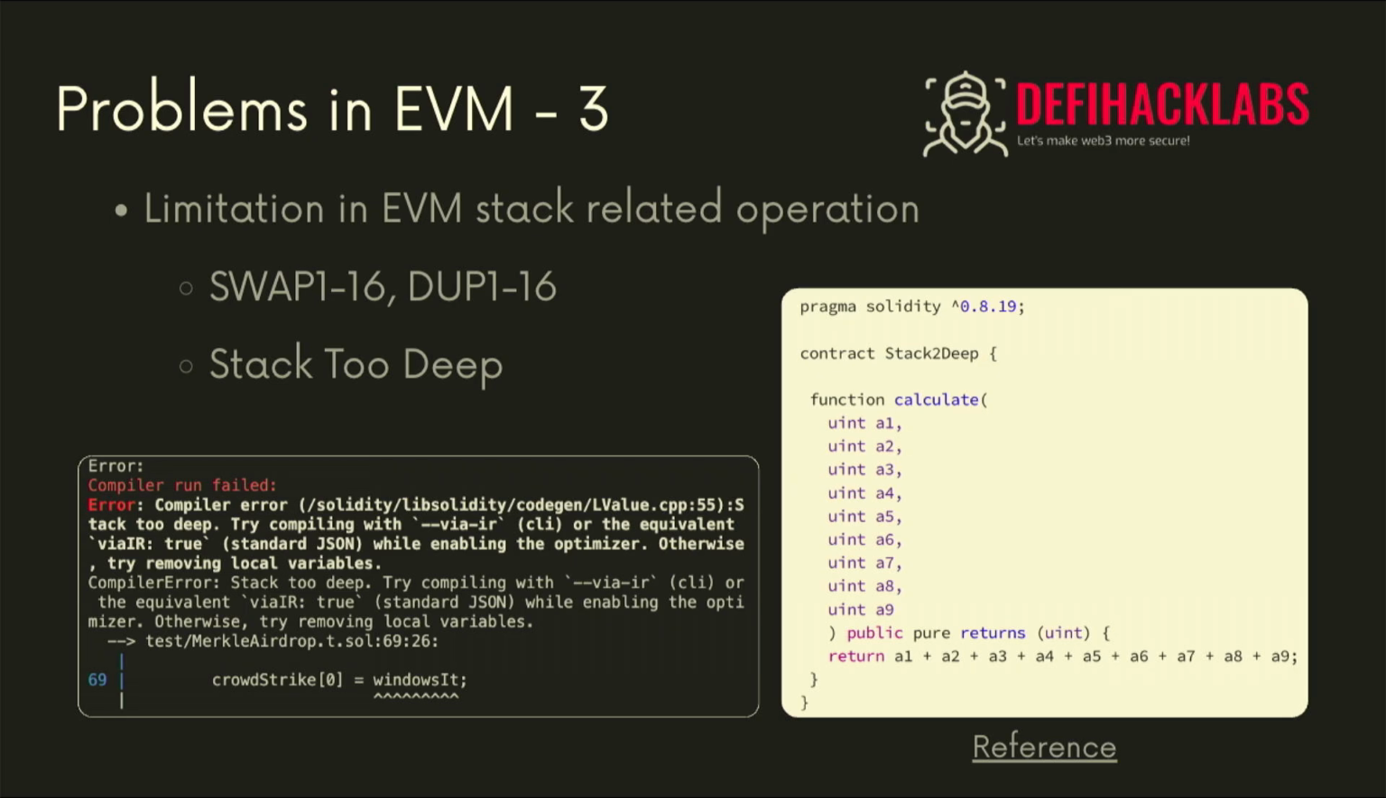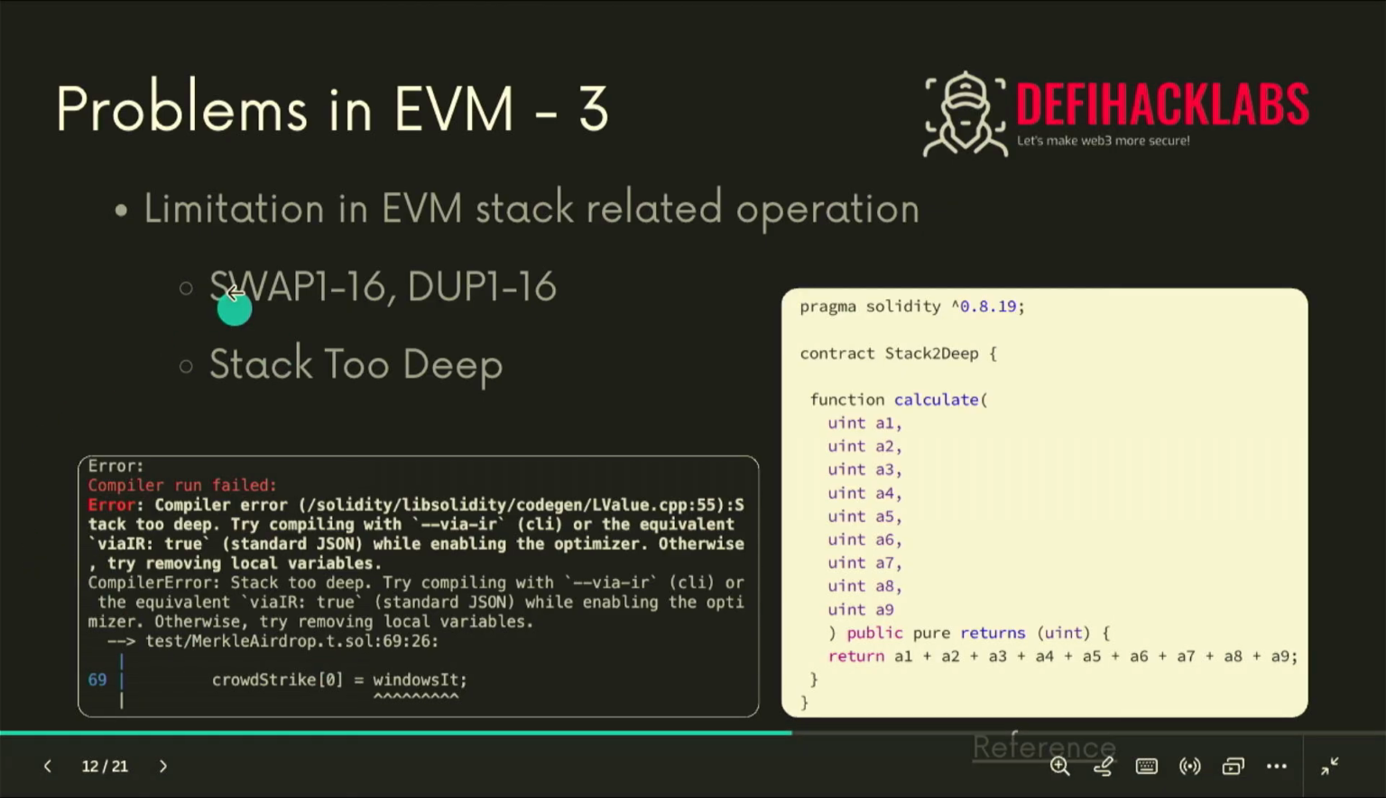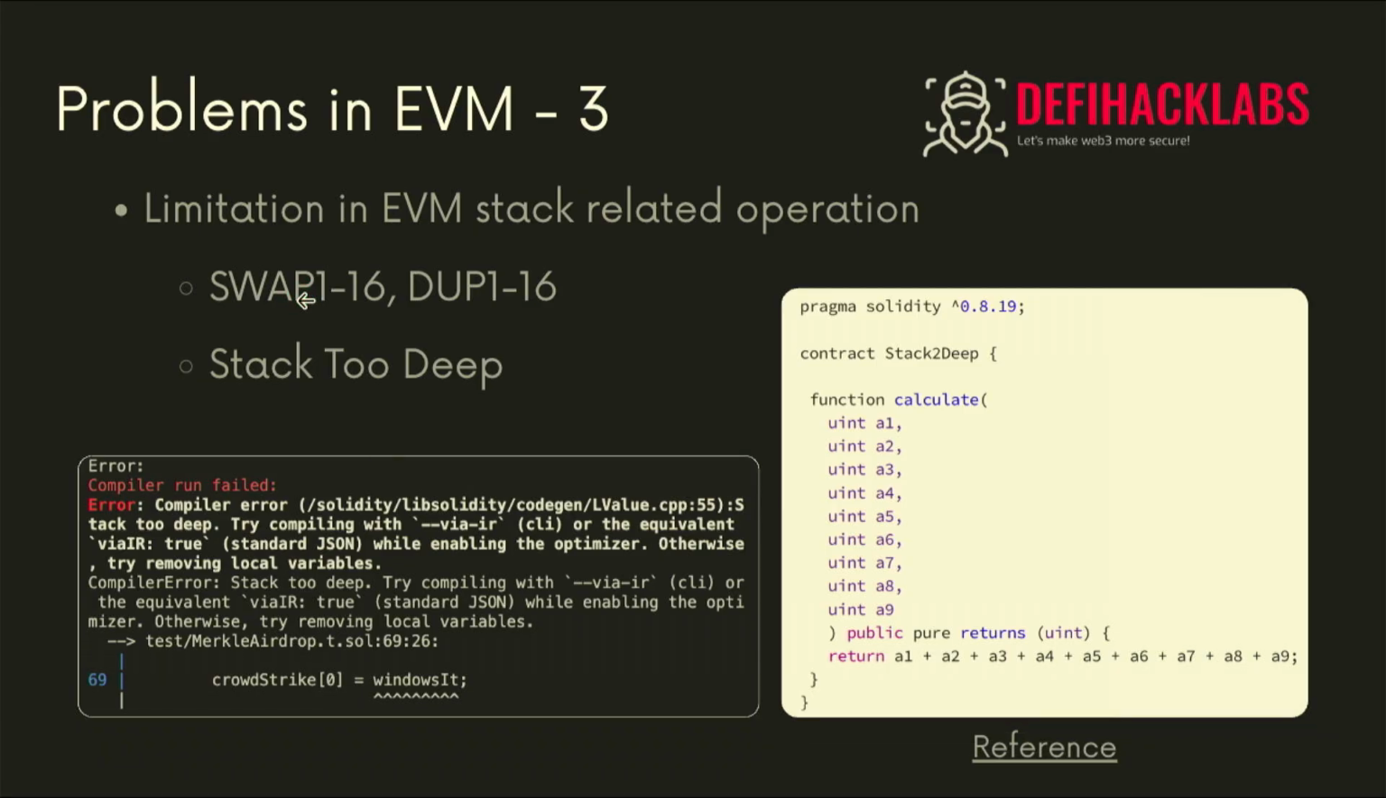Because when you are passing arguments to a specific function, you will push these parameters onto a stack. And when you want to access this value on the stack, you would use these operations. You might use SWAP1 to SWAP16 or DUP1 to DUP16. And it is too limited because you can only access up to 16 levels deep in the stack. But when your items are not within this range, it will trigger this error.